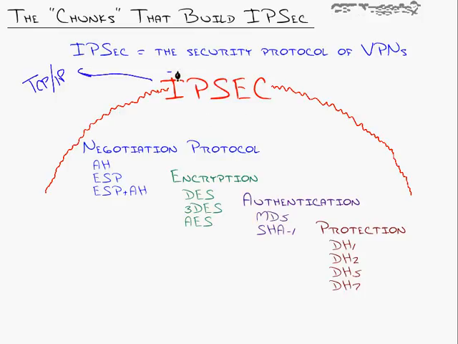And IPsec is not just one protocol. Just like when you say TCP/IP, there's many protocols that make that work, like UDP and ARP and all these different protocols. IPsec is the same way. Inside of it, it has all these different, what I call chunks, the chunks that build IPsec. IPsec is built of four major categories of protocols.